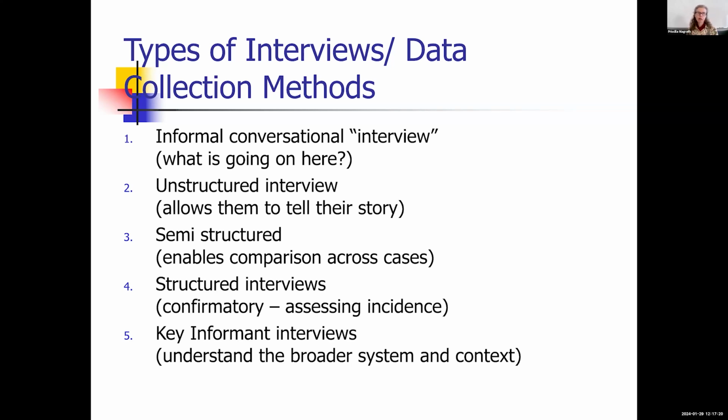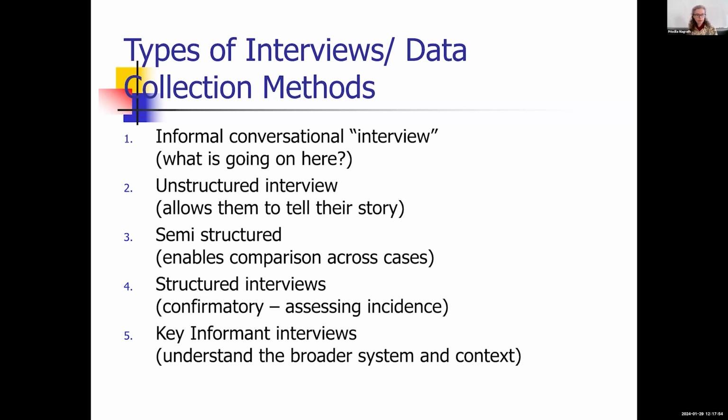And this is especially helpful if you have more than one person doing the interviews. Just make sure you're all on the same page. Then we have structured interviews, which are more usual for quantitative or confirmatory research, as we talked about in the first module, where you know what you want to ask, and you're not going to give the respondent a lot of scope for going off at tangents and so on. Maybe you want to assess the incidence of something after you've done the exploratory research.